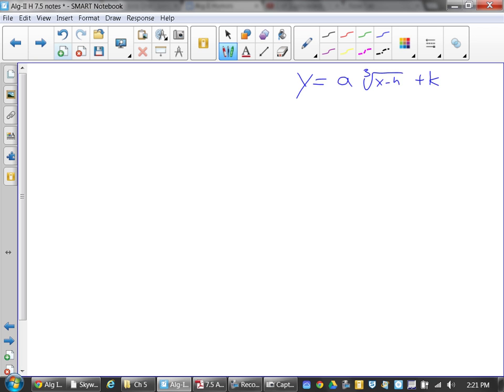Move this over. So let's do this one. Y equals 3 cube root of x minus 2 plus 4. Making things up as we go. All right. What's my A, H, and K? 3, 2, and 4. Good. We all right with that? A, H, and K is 3, 2, and 4? All right.